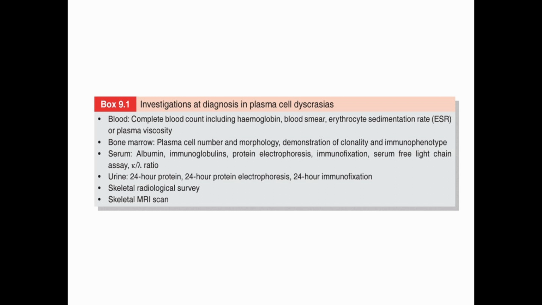Now what are the investigations in multiple myeloma? First is blood, second is bone marrow, third is serum or urine electrophoresis, and finally skeletal radiological survey and skeletal MRI to detect multiple osteolytic lesions. In the blood there is CBC, peripheral smear, and ESR. In the bone marrow there is demonstration of plasma cell clonality by immunophenotyping, that is by flow cytometry. Serum and urine electrophoresis detect the M protein in the urine and the serum.